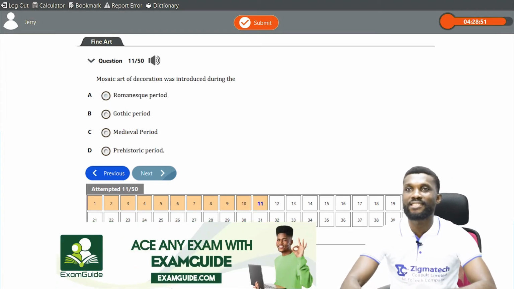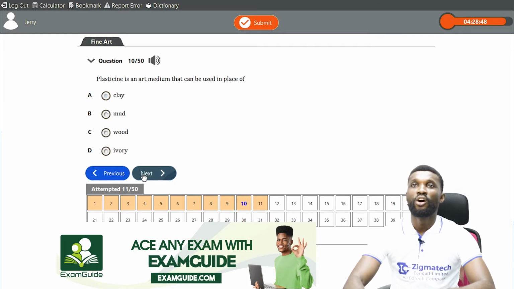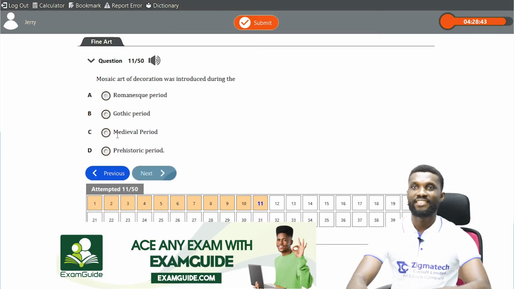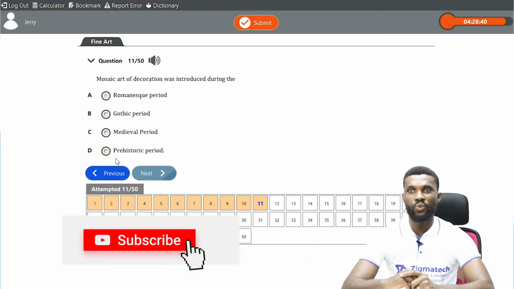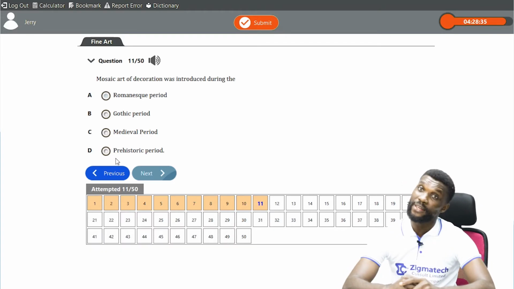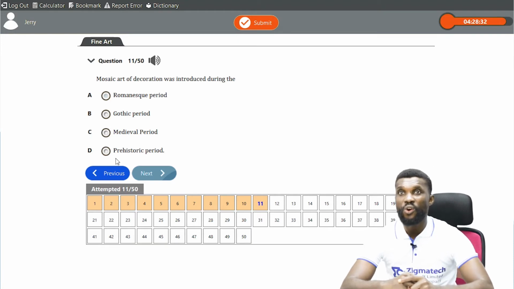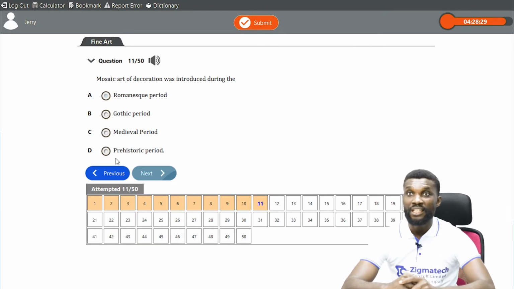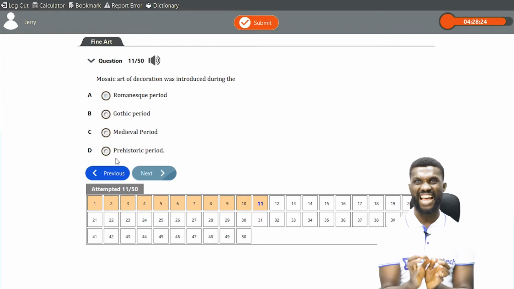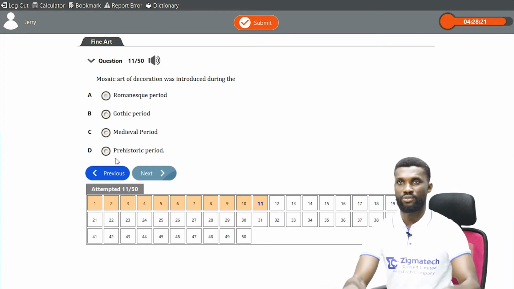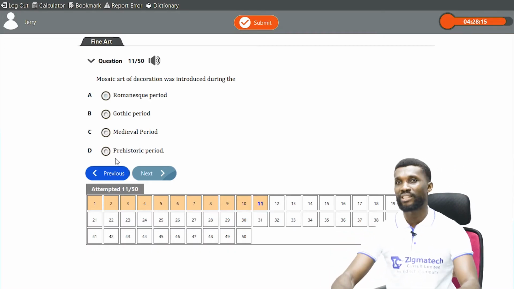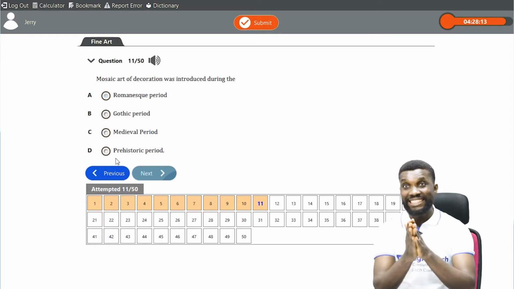All right, so now let's look at question 11. Mosaic art of decoration was introduced during dash. A, Romanesque period. B, the Gothic period. C, the medieval period. Or D, the prehistorical period. Now, the Romans were the first people to introduce pebbles and tiles in making pictures on the walls of their houses, on the surface, on the ground of their palaces and all that. So they were the first people that introduced mosaic.